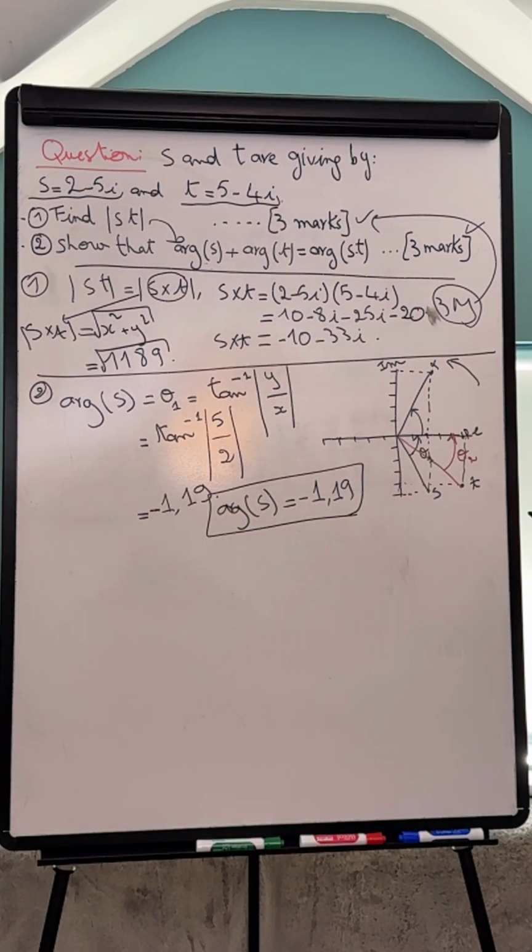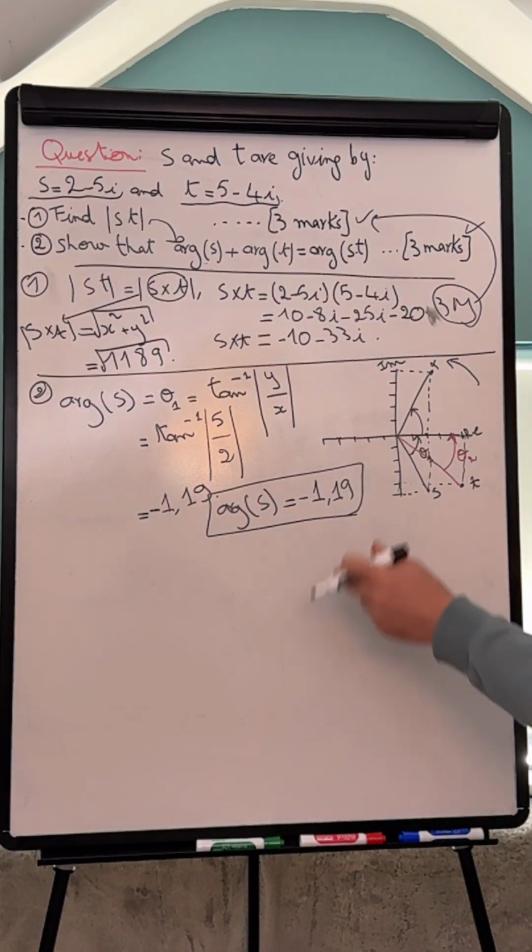The graph is really important. If you want to calculate the argument, you need your graph. You can't just use your brain and move straight forward with numbers; you're going to confuse yourself. Use the graph.